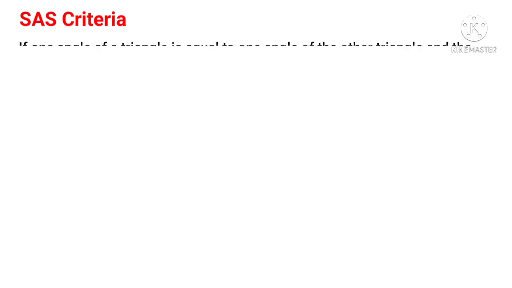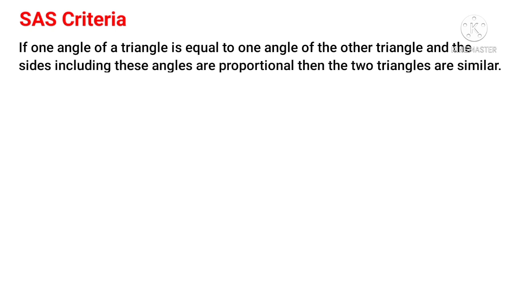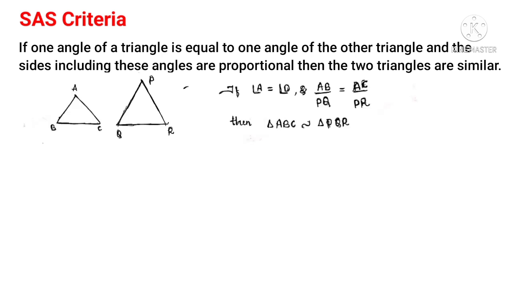The next one is SAS criteria. According to this criteria, if one angle of a triangle is equal to one angle of the other triangle and the sides including these angles are proportional, then we can call those two triangles similar. That is nothing but if angle A is equal to angle P and AB divided by PQ is equal to AC divided by PR, then we can call those two triangles similar.